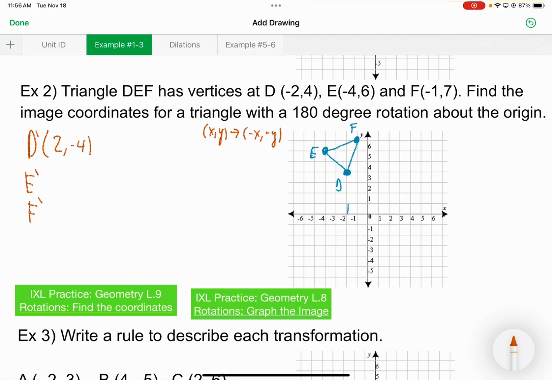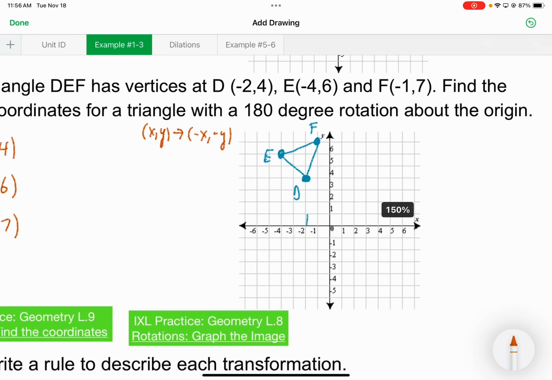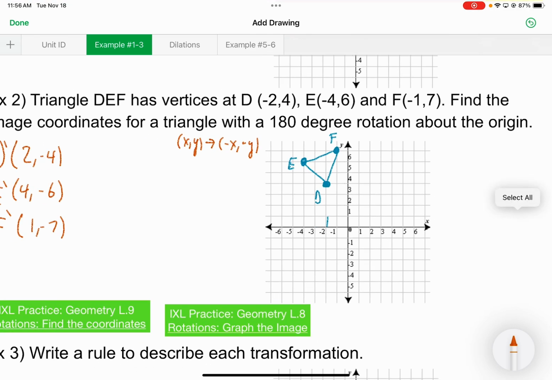Right now it's negative 4, 6. So what would that be? 4, negative 6. And then F prime is at negative 1, 7. What's that become? Great. Okay, cool. So then let's plot those. So 2, negative 4 is down here.